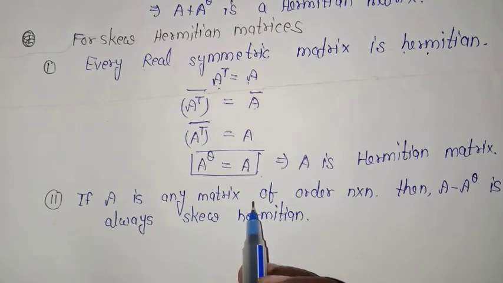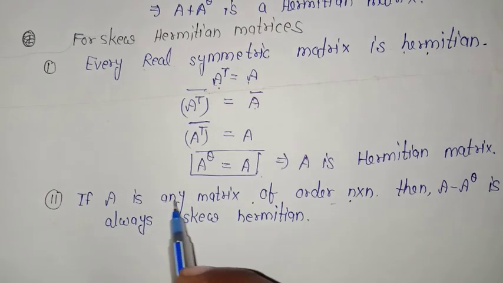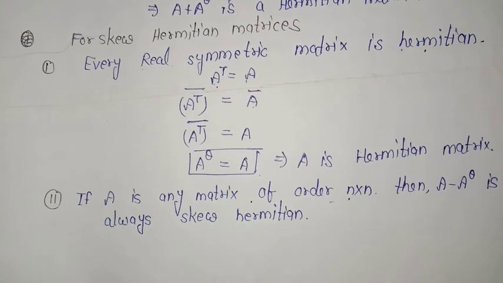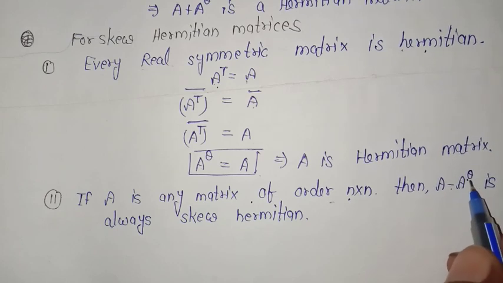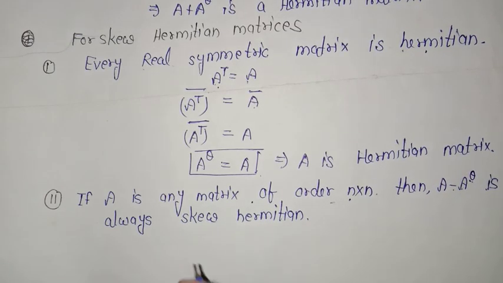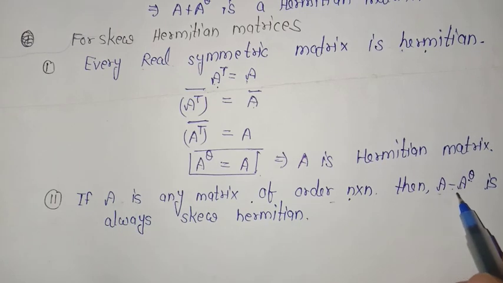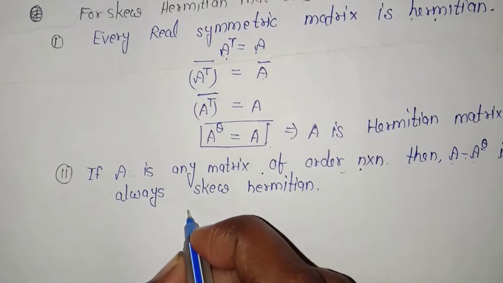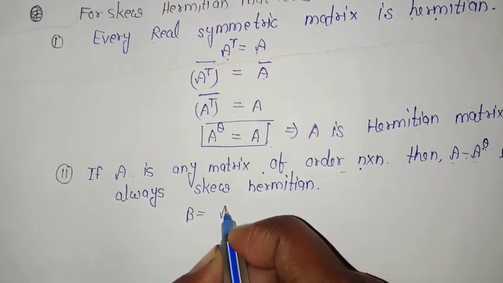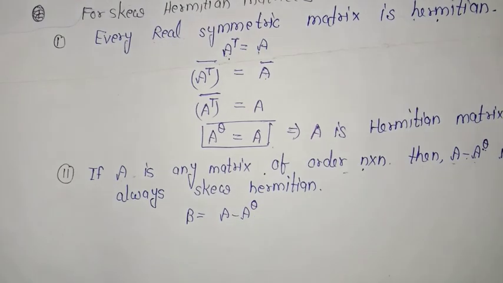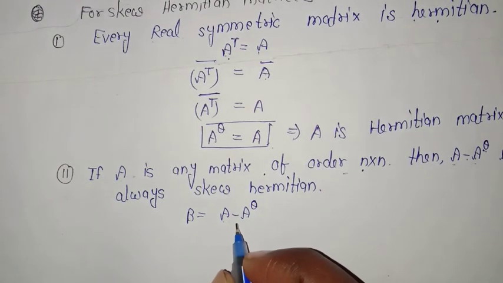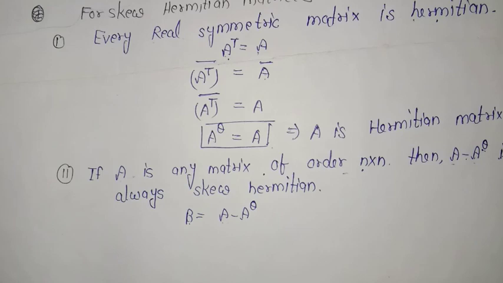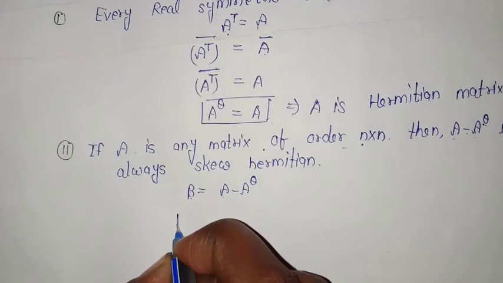If A is any matrix of order n cross n, since we are talking about skew Hermitian, then A minus conjugated transpose of A is always skew Hermitian. So if A is any matrix, then A minus conjugated transpose of A will always be skew Hermitian. Let's prove it. Let B equal A minus conjugated transpose of A. In order to show that this matrix is skew Hermitian, we have to show that conjugated transpose of B is equal to minus B. So let's take conjugates on both sides.